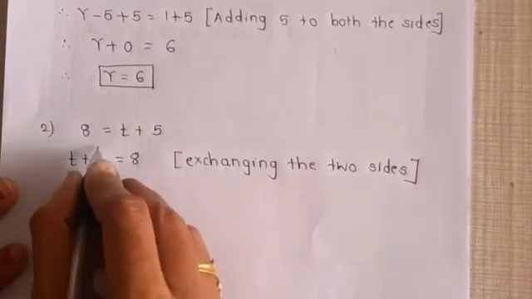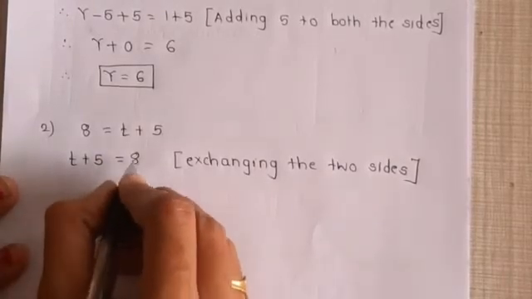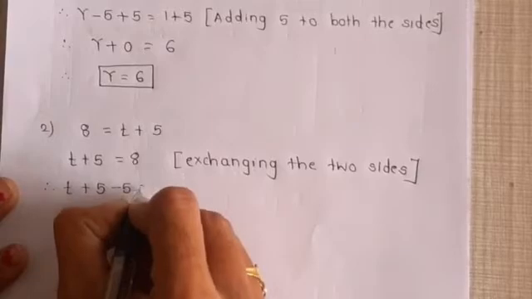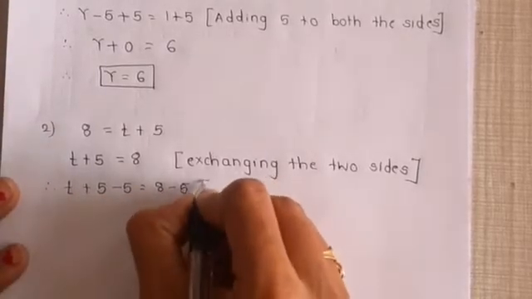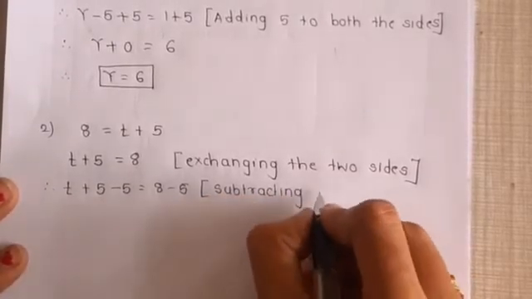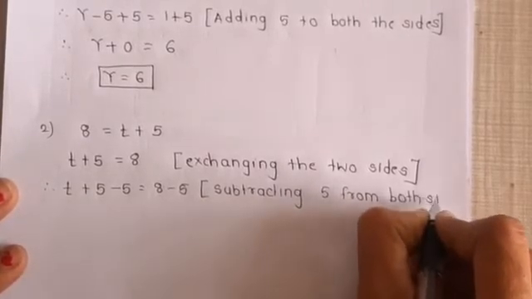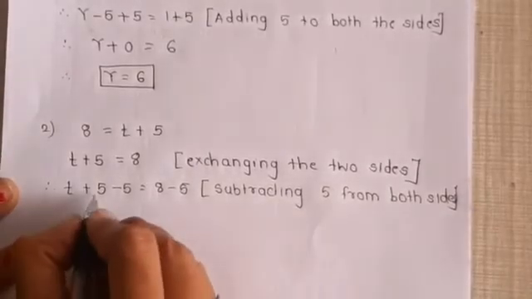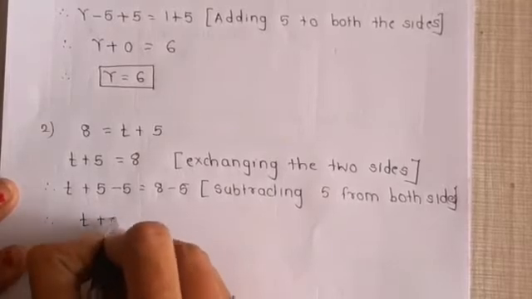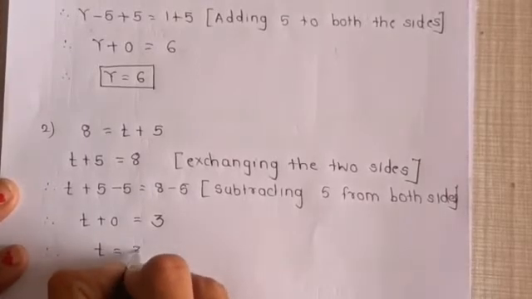Now here it is plus 5. So what you will do? You will subtract 5 from both the sides. Therefore t plus 5 minus 5 is equal to 8 minus 5. Here you will write a reason. We have to mention the reason in the bracket, okay? Subtracting 5 from both sides. Plus 5 minus 5, 0. t plus 0 is equal to 8 minus 5, 3. Therefore, t is equal to 3.